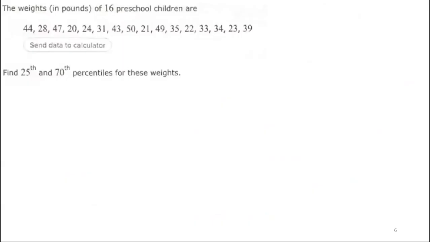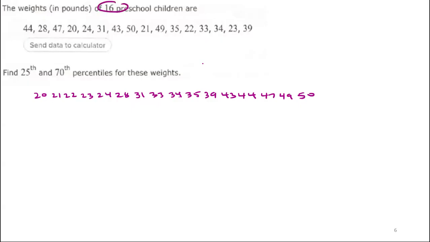Okay, here we go. So again, the first thing we need to do is list these numbers from least to greatest. Let me pause here for a second. Okay, so again, the first thing we need to do here is order this from least to greatest. I've already done that. There are 16 items, so we should have 16 listed here. Then double check, triple check that you have written the right numbers. Okay, so the first thing we want to do is find the 25th percentile.